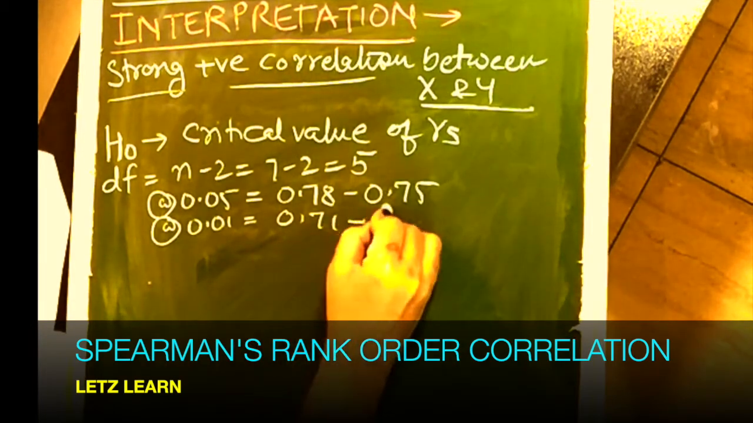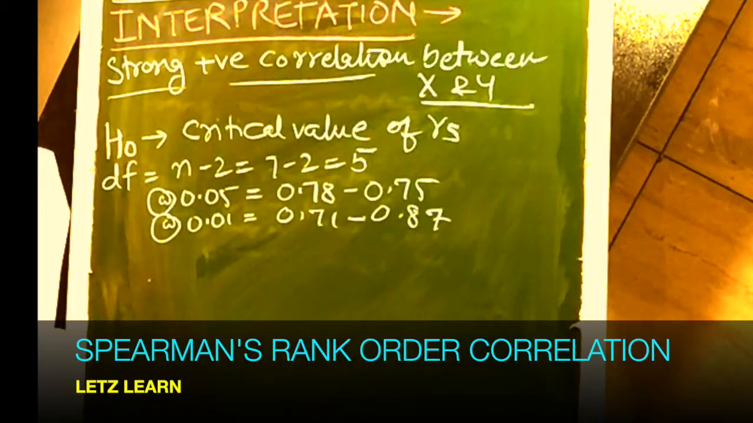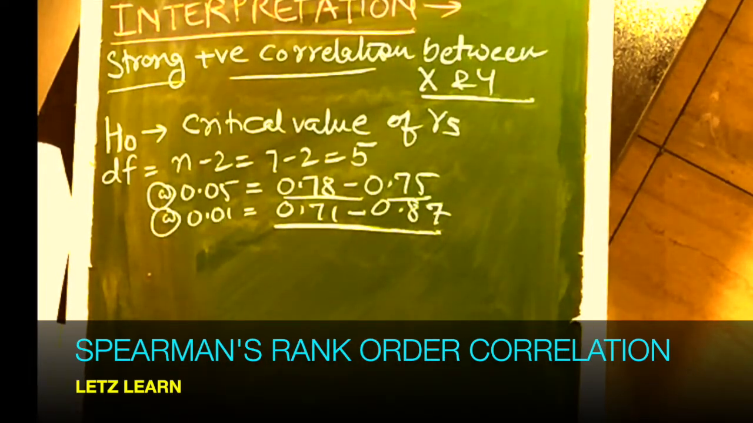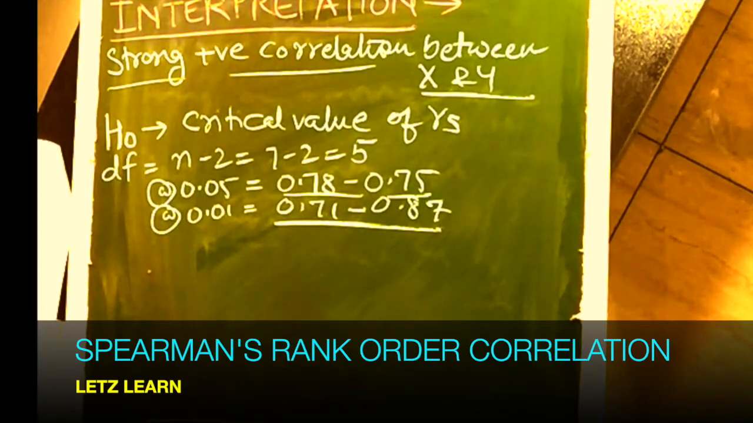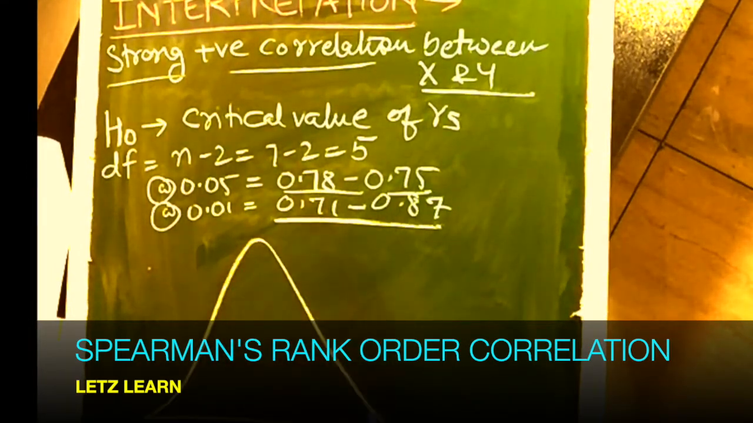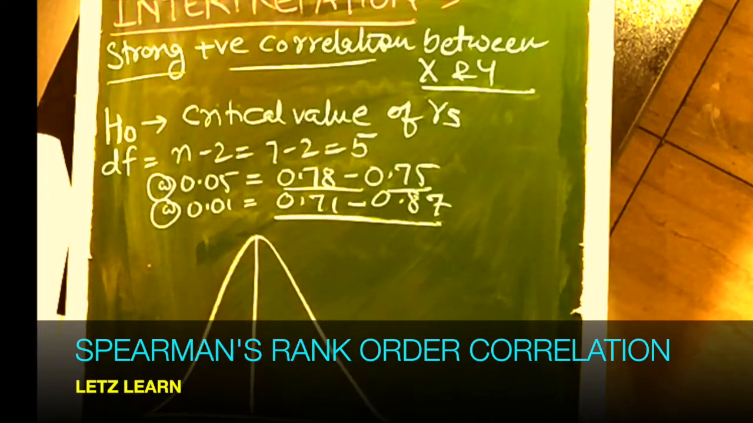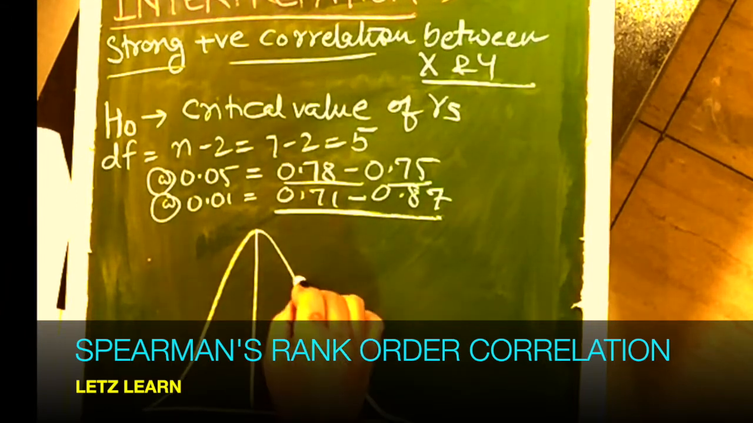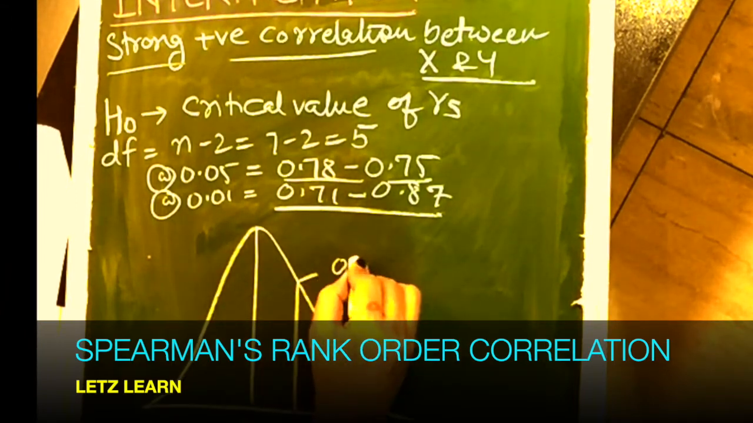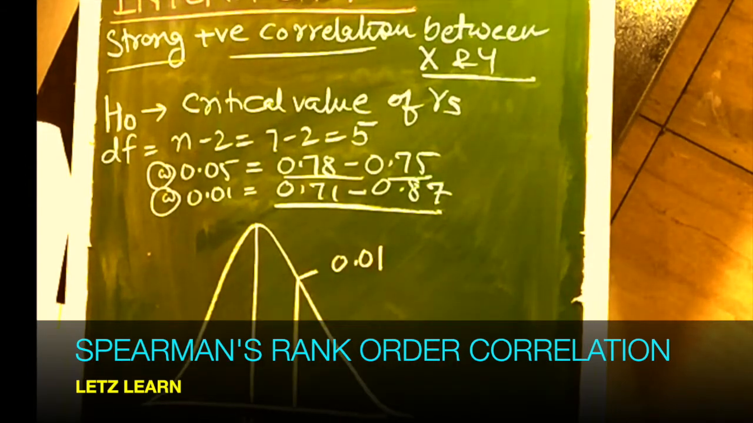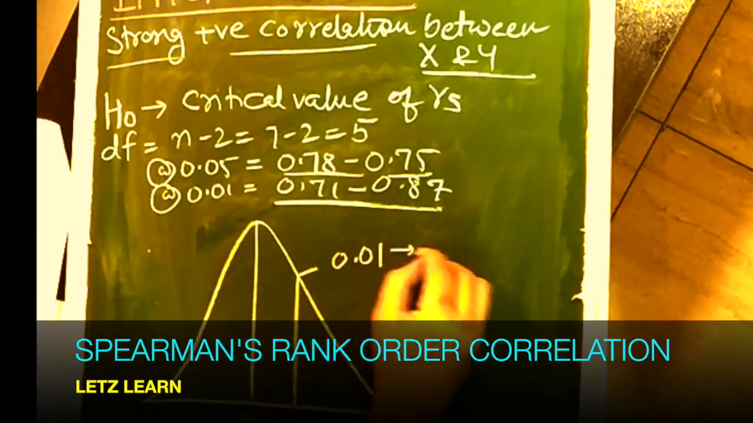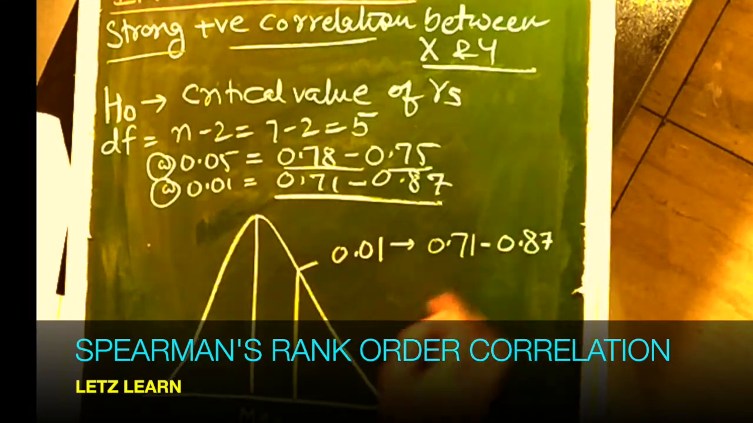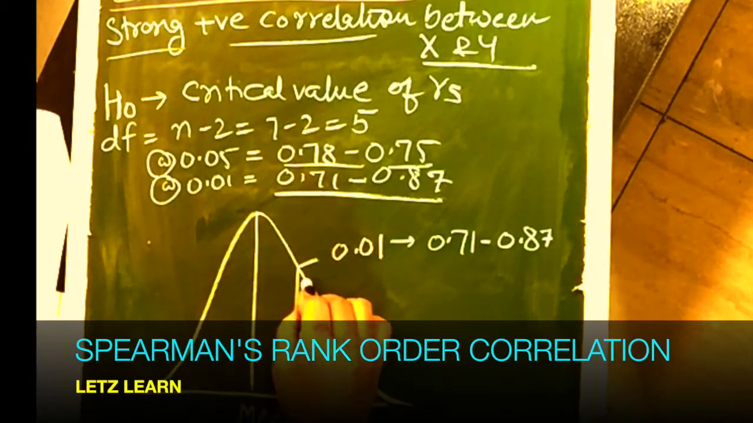As per the degree of freedom 5, at both the values of 0.05 and 0.01, we've got these values. Now we'll place these values in the NPC bell curve, and then we'll try to find out if the null hypothesis is accepted or rejected. So you can see here that this is the value of 0.01, where we got 0.78 to 0.75, and very close to that will be the value of 0.05.